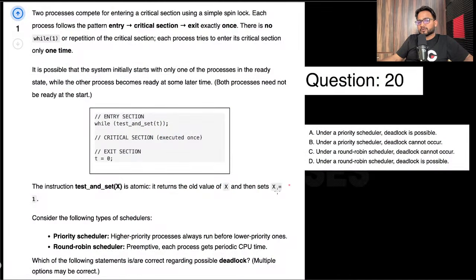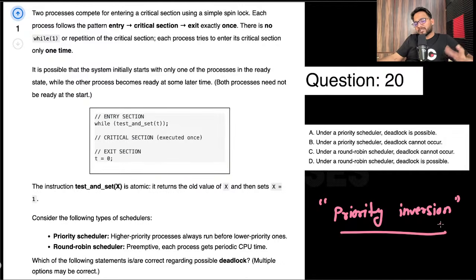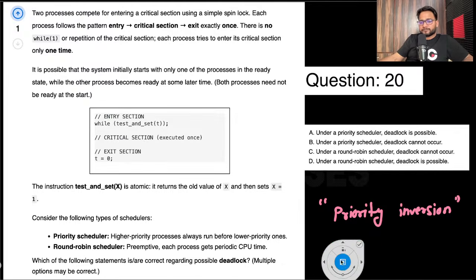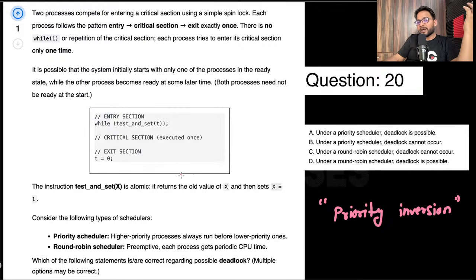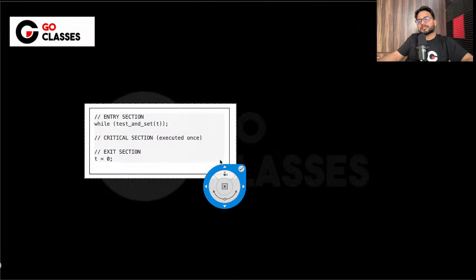The next question was also a bit interesting, and this question was basically related to something called priority inversion. There is one famous problem that is called priority inversion. And the reason why I put this question is because Gate sometimes asks the famous things directly. I think most probably Gate has not directly asked this problem in any question, but yes, Gate may ask it, because this is a popular problem. So let me explain what they are asking in the question.